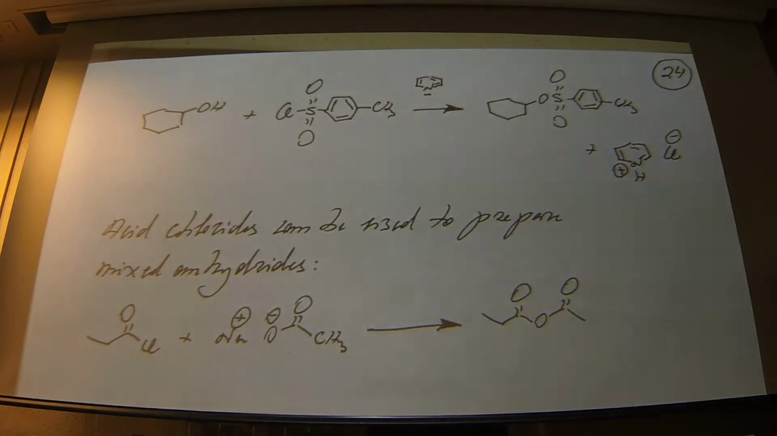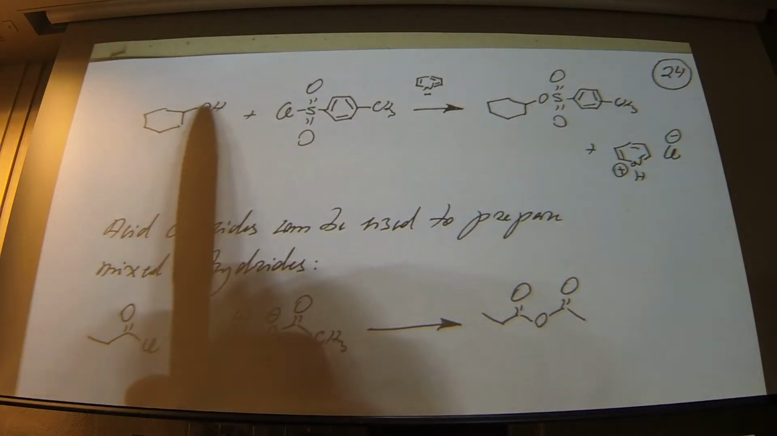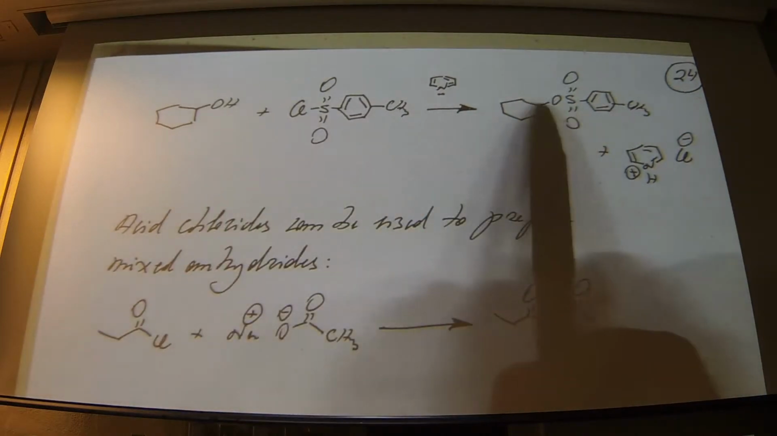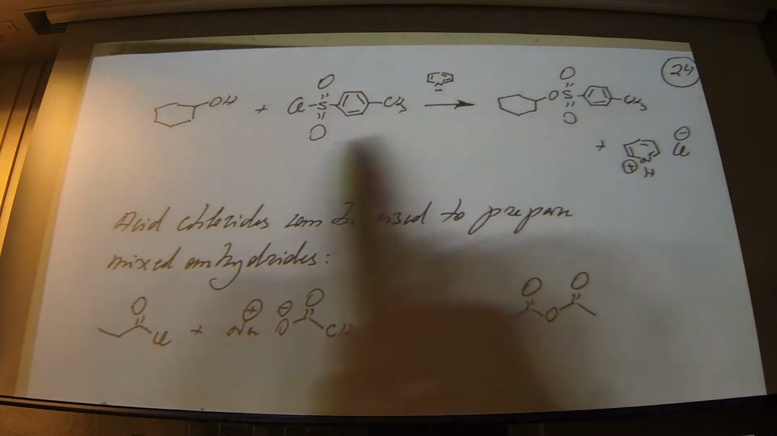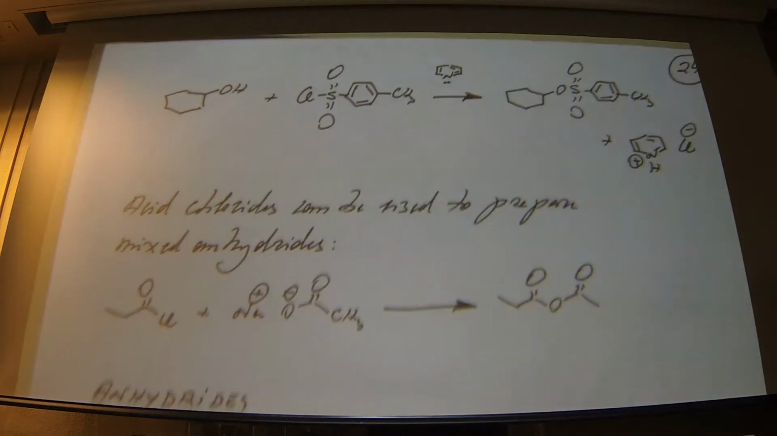So this is a way to convert a very bad leaving group, OH, into a very good leaving group. So we do SN2 chemistry right there. So remember that. That's something we've talked about way back when.